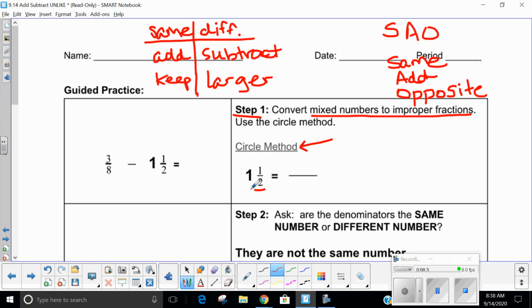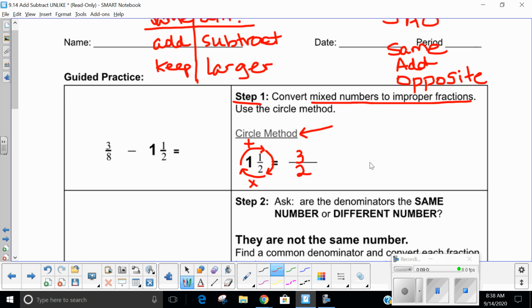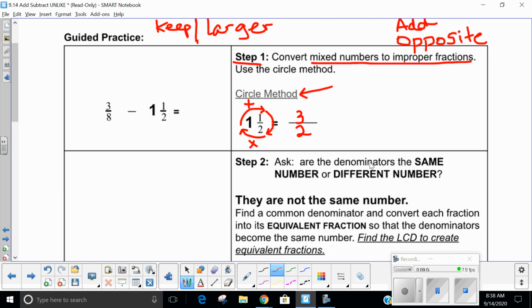So remember, from our warm-up, we want to draw our circle with our arrows, right? And we're going to come all the way back around to the denominator. What math operation goes down below here? Multiply. And what goes up here? Add. So we're going to say 2 times 1 equals 2 plus 1 equals 3. And then I come all the way back down and I keep the same numerator. So that becomes 3/2. Okay, so we converted the mixed number to an improper fraction. That's easy to remember, isn't it?